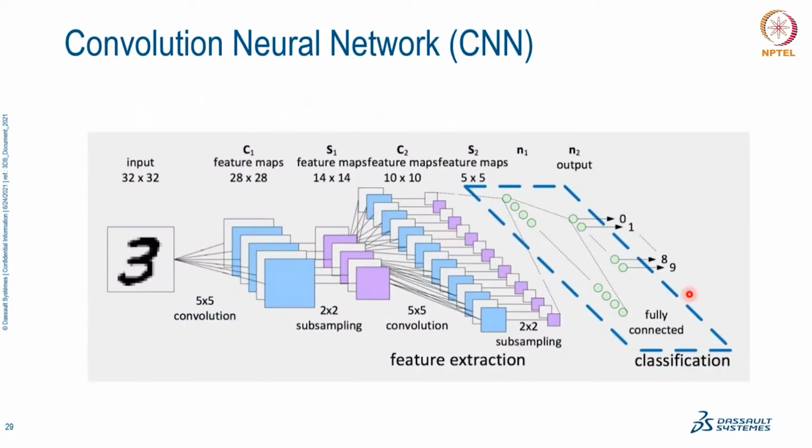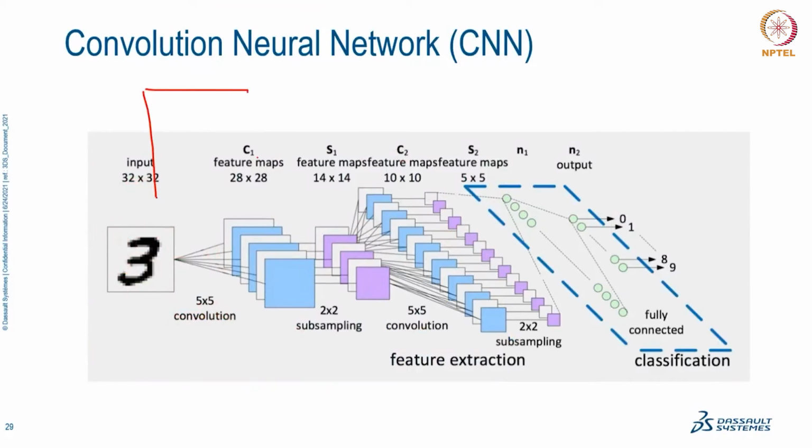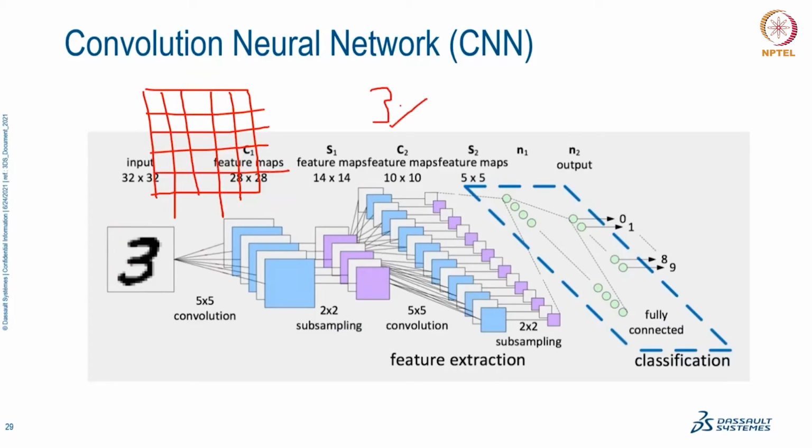Now, consider this convolutional neural network. This is the input image, a 32 by 32 pixel image. So consider there are 32 columns and 32 rows here, right? And we apply a 5 by 5 convolution here. Consider this currently as a 5 by 5 image, and we are applying a 3 cross 3 kernel.